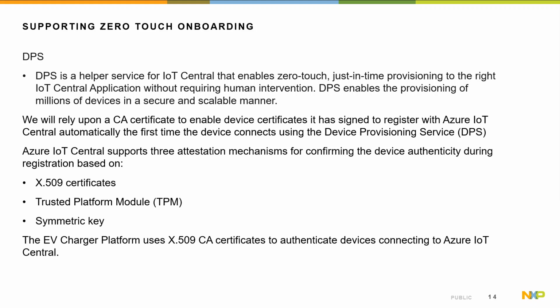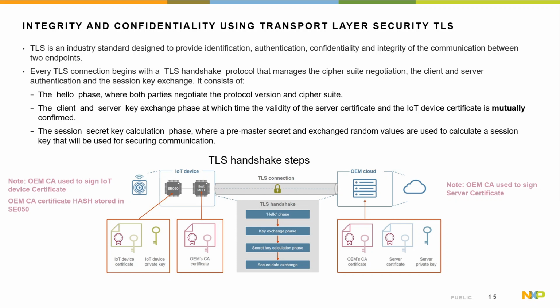And actually, we're going to show you the SAS or symmetric key certainly in the initial startup and setup, because it's probably the easiest way of getting the platform running, although it's not recommended for production as it is not considered as secure. The EV charger platform itself does use X509 certificates as well as SAS. It's completely open to you guys to set yourself in order you want to authenticate your devices connecting to IoT Central.